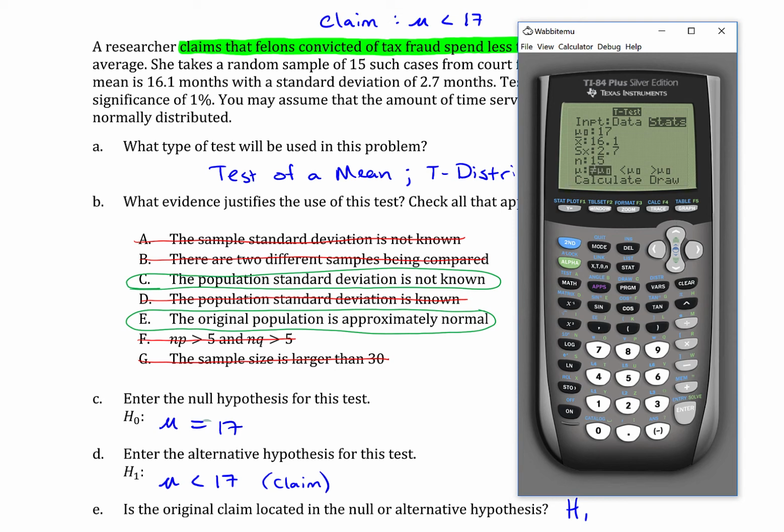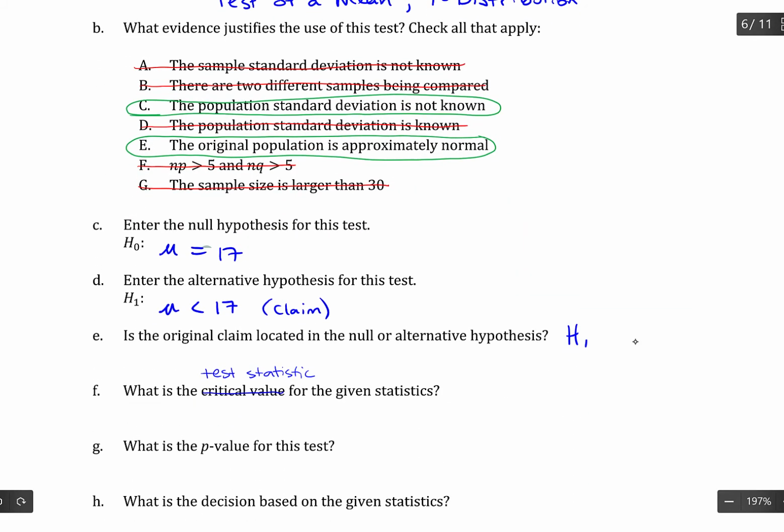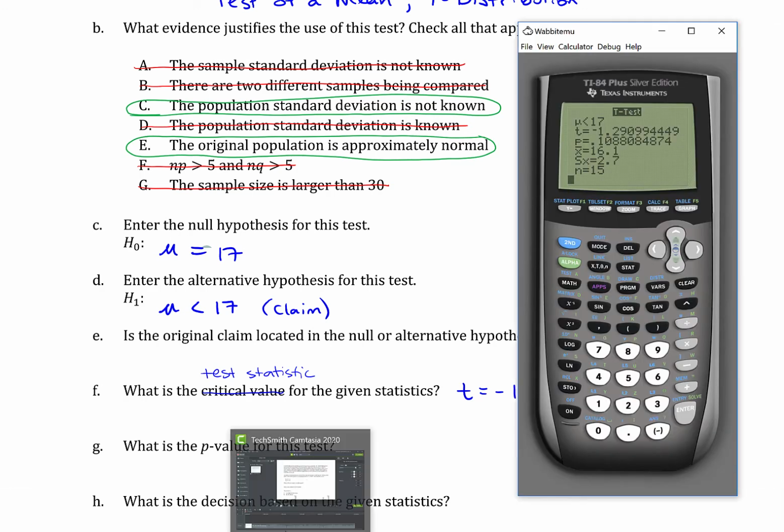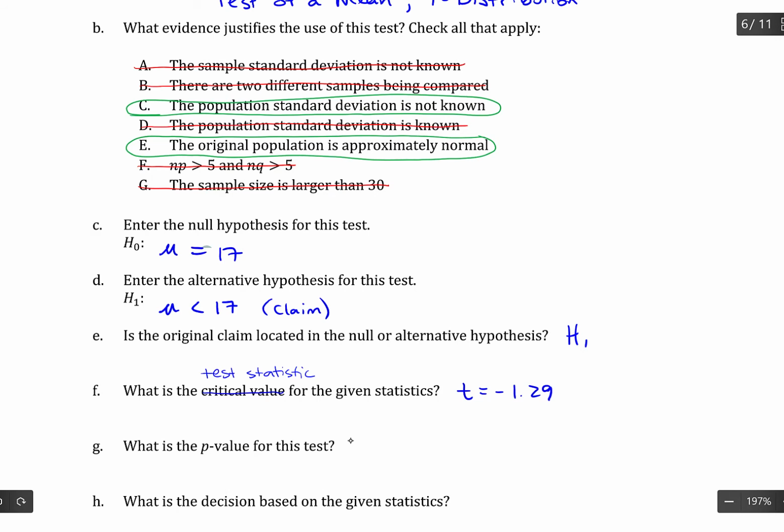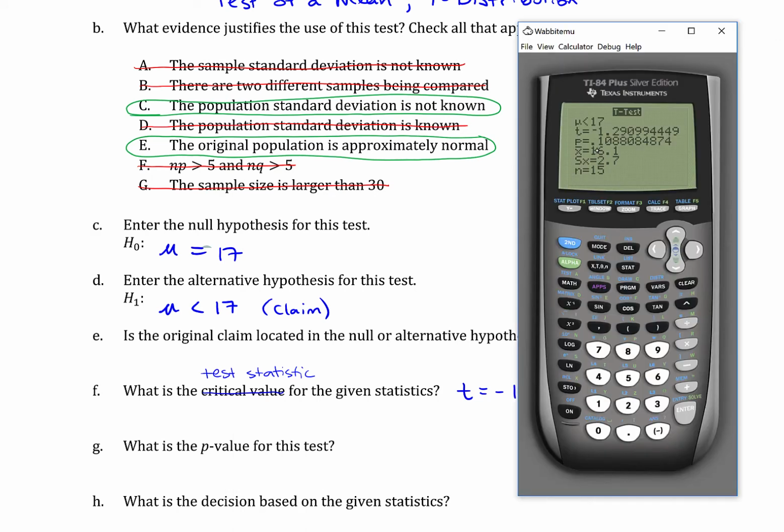Then not equal, less than, greater than, that's just the symbol that we're using in the alternative. That symbol is an arrow you can think of pointing to the left, so it's a left-tailed test. Or you can just match the symbol, that's fine. So negative 1.29 is my test statistic. And what's the p-value for this test? The p-value is given as 0.1088.